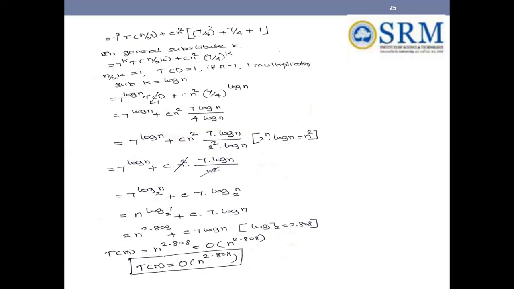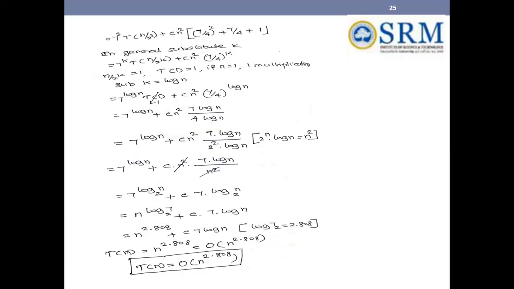The n power term is greater than the log n term, so the log n value is lesser and we can omit it. And n power log 7 value is 2.808. So that is order of n power 2.808, the time complexity for n cross n matrix multiplication using the divide and conquer approach, which is lesser than the brute force approach.